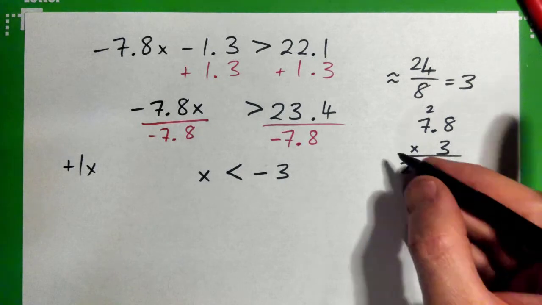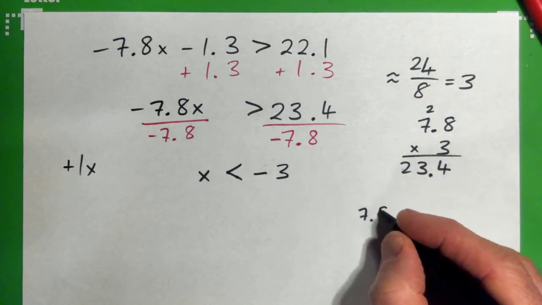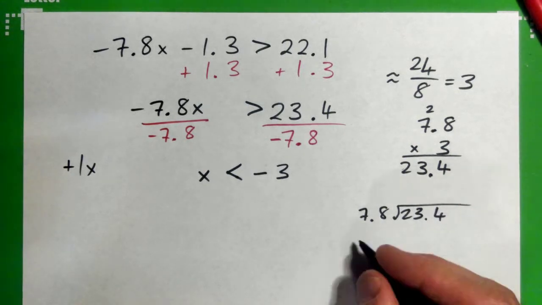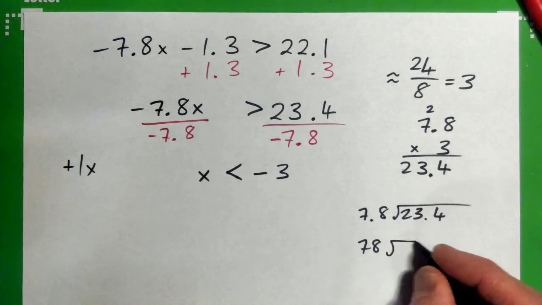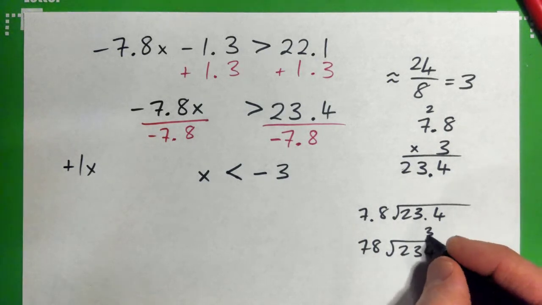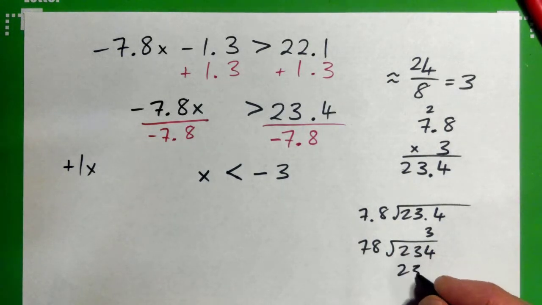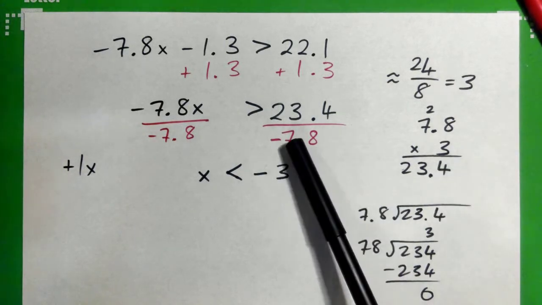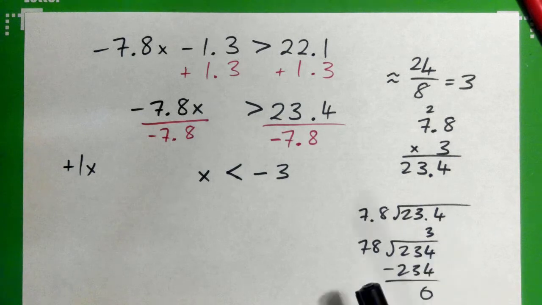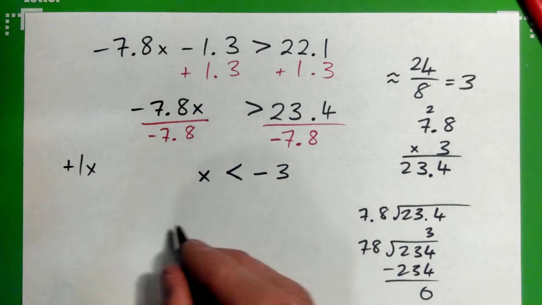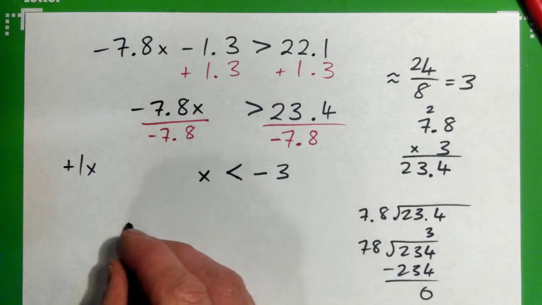Well, that's kind of what we just did. We did long division because we went 7.8 into 23.4, which is 78 into 234, and so on and so forth. And you guess 3 times, and 3 times that gives 234, and you subtract and get 0. But we basically did the same thing. We just guessed it's about 3 times. But if you did long division, you'll get the same thing. So now we need to graph that on a number line.